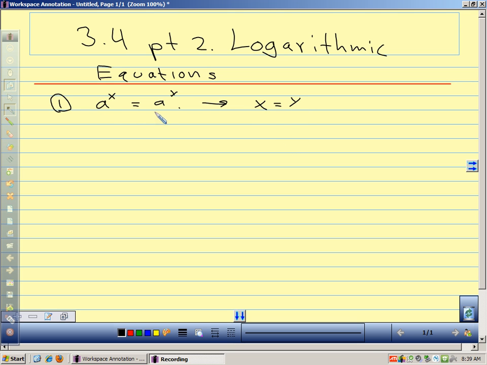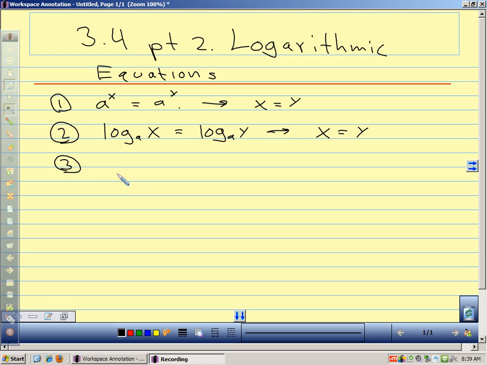So if we have an equation between two exponents with the same base, then our exponents are equal. Our second one, the one we'll use more today, is that if log base a of x equals log base a of y, then we know that x equals y.